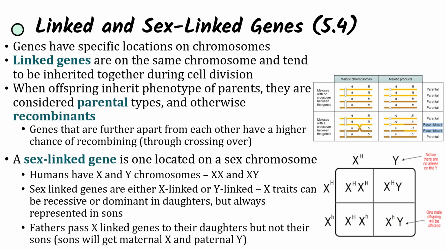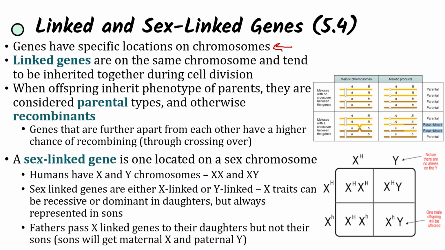Moving on with non-Mendelian patterns of inheritance, we got to talk about linked and sex-linked genes. Obviously, as we've discussed, genes have specific locations on chromosomes. On the chromosome, there's a specific site called the locus, which is where that gene is going to take place. Linked genes are on the same chromosome and tend to be inherited together during cell division, because they are on the same chromosome.